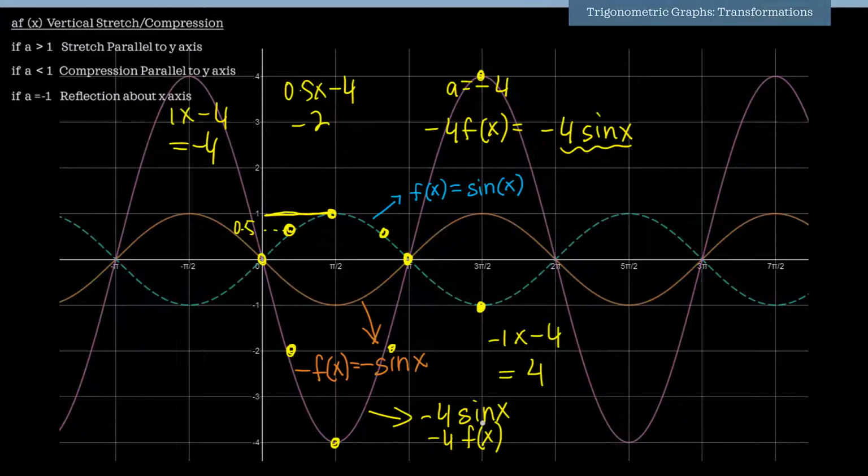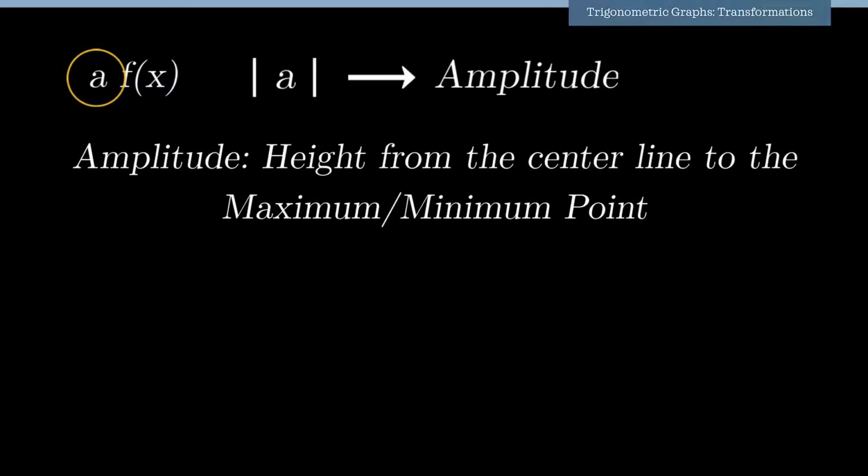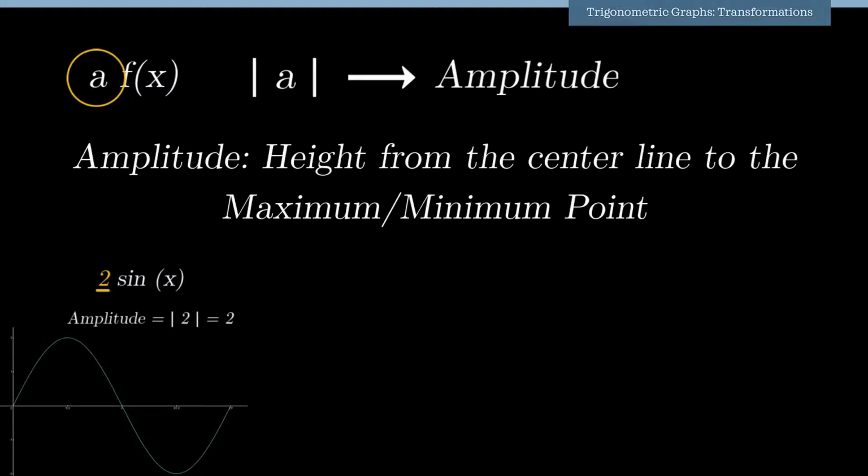Now before looking at this transformation for cosine x and tan x, we are going to look at a term called amplitude. The meaning of amplitude is that it is the height from the center line to the maximum point or to the minimum point. So for this graph of 2 sine x, the function sine x has the coefficient 2. So the amplitude of this graph is 2, because the height from the center line to the maximum point or to the minimum point is 2.